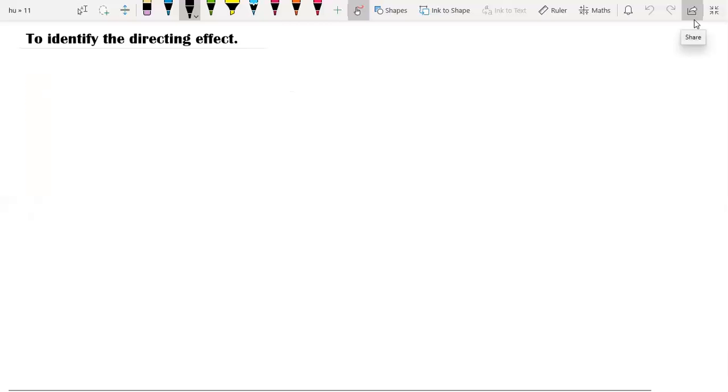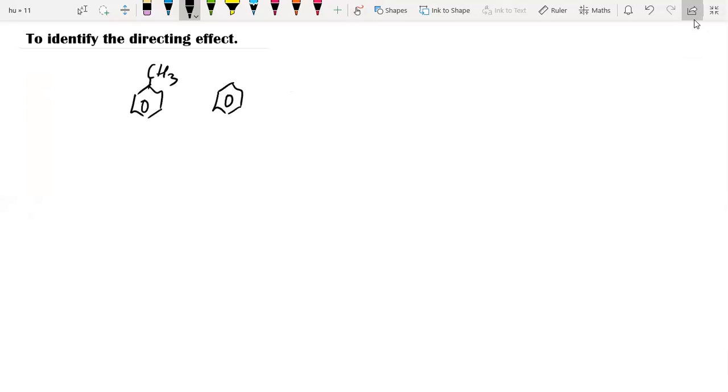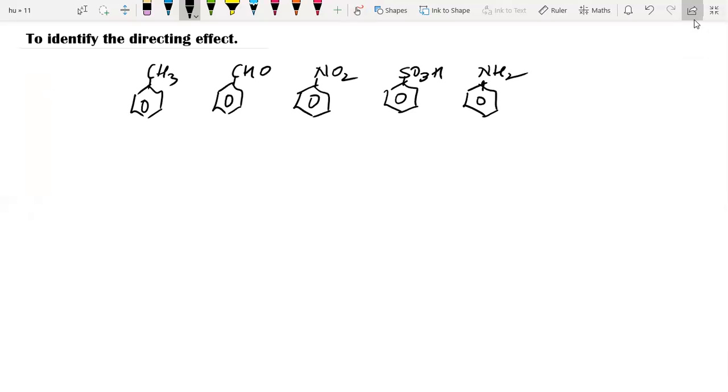Hello everyone. To identify ortho-para and meta-directing groups, let's see some structures here and then we'll see how to identify. Suppose we have toluene, benzaldehyde, structures first I'll write, and then we'll see nitrobenzene, benzenesulfonic acid, or aniline. Many more compounds we are going to see here.